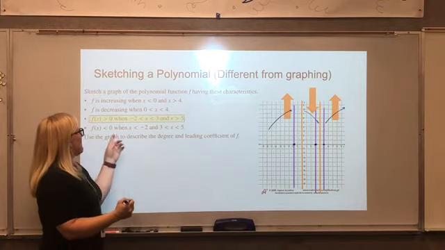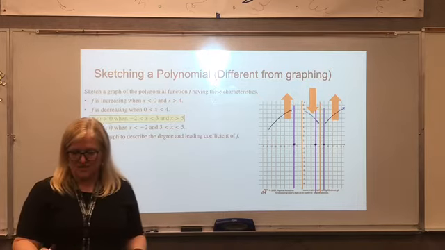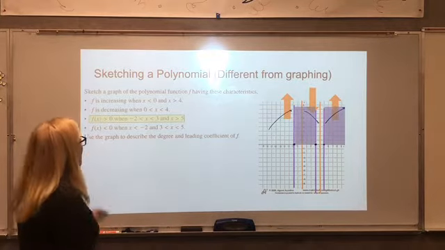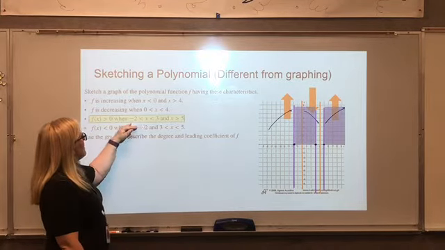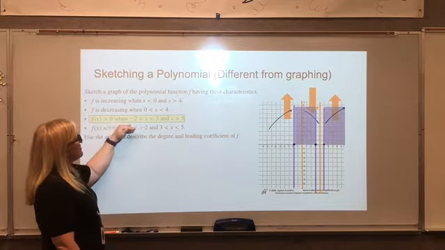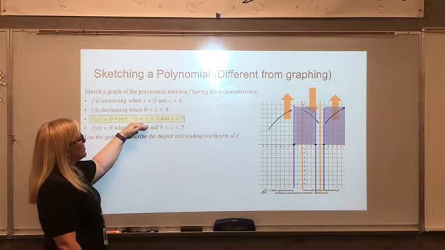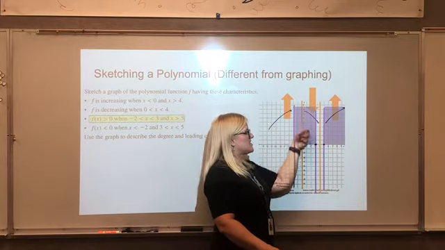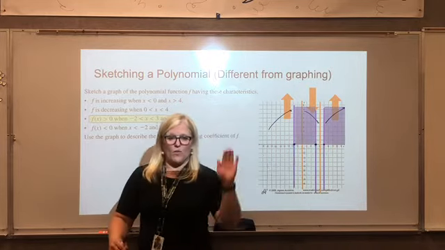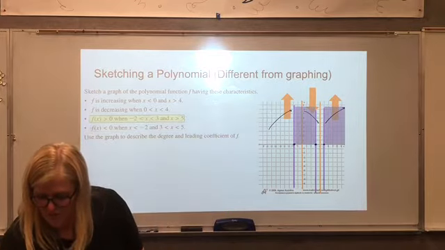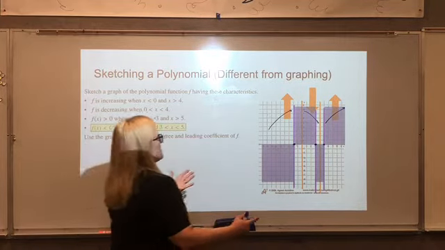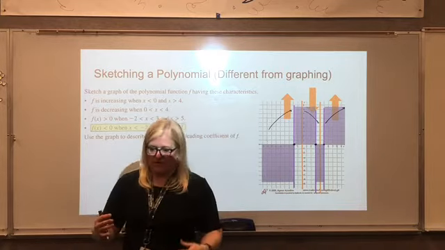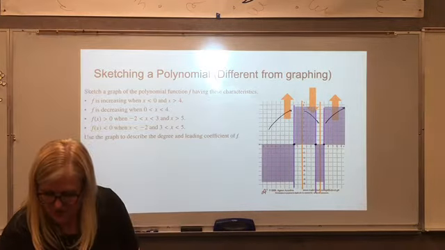Okay? And then what this one says is it's positive when x is between -2 and 3 and when x is bigger than 5. So I shaded the area that it's going to be in, where the function is going to go. And then it makes sense that the other is where it's going to be negative.